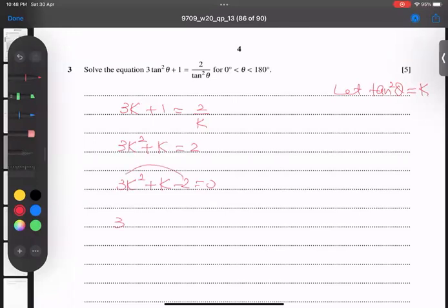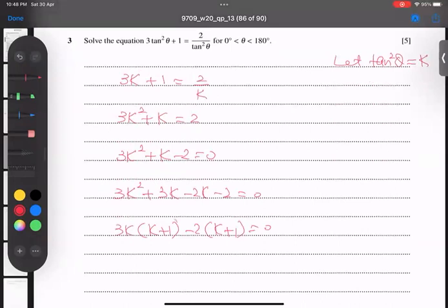3 times 2 is 6, and you know it very well. Apply the quadratic formula or factorization. 3k^2 + 3k - 2k - 2 = 0. From here, 3k common, I get k + 1. -2 common, I get k + 1. So I'm getting the same bracket because they match, it means we're doing it correctly. So (k + 1)(3k - 2).